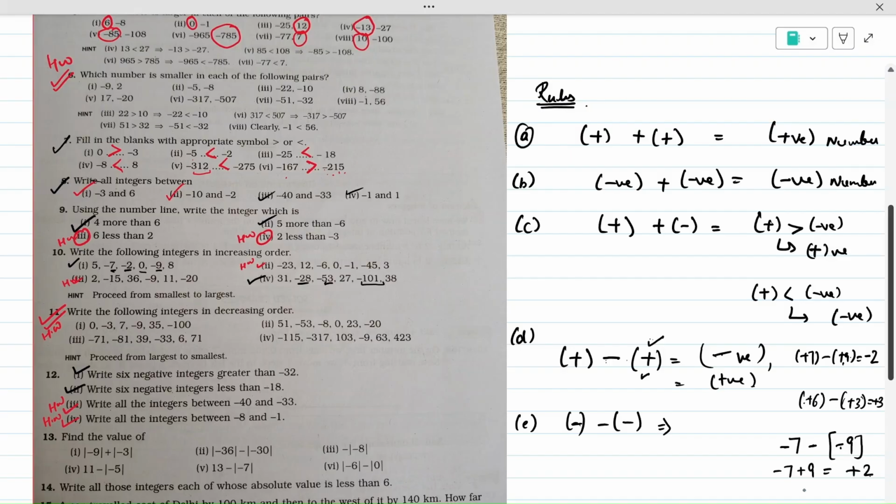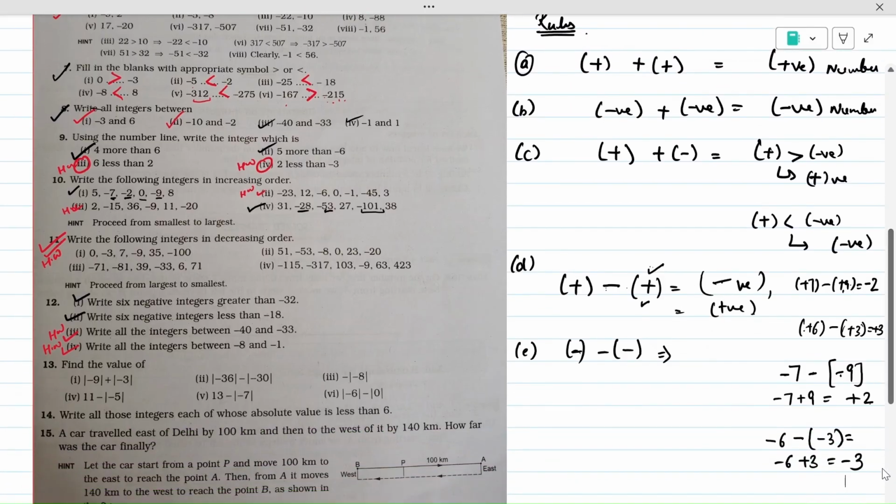Now the second example I am taking is minus 6, minus again, and then minus 3. This will become minus 6 plus 3. The answer will be minus 3. So here the answer is negative. Again, it depends upon the second number. If the second number has a high value, then the answer will be positive. It is just the inverse of this. But if it has less value, the answer will be negative.